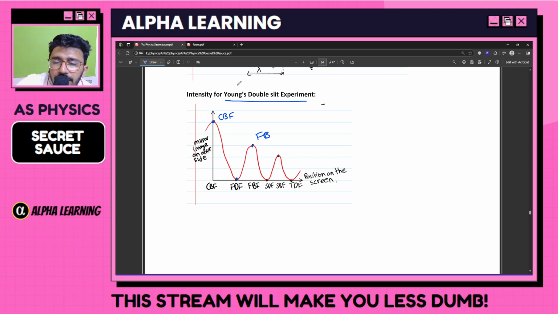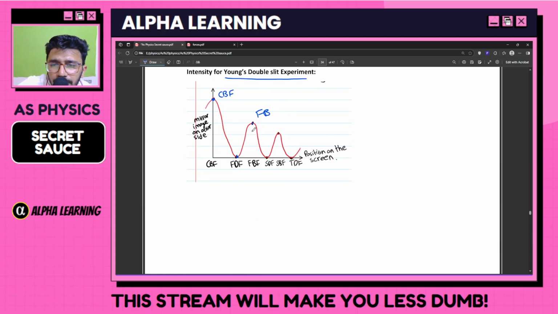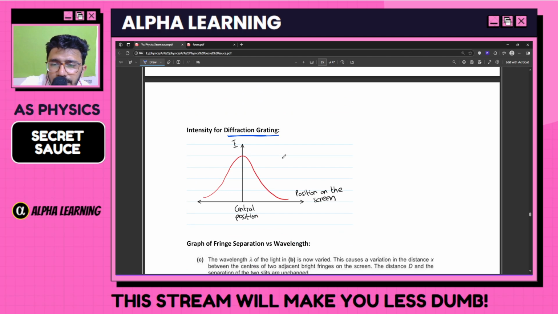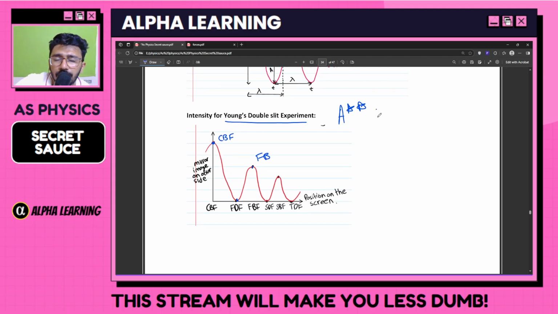However, if you don't have a Young's double slit experiment and if you just have a diffraction grating, you don't have these up and down fluctuations. Your graph is a smooth curve with intensity decreasing down. This is a point that most of the student body will ignore, and if you want to get an A star, you must remember this.